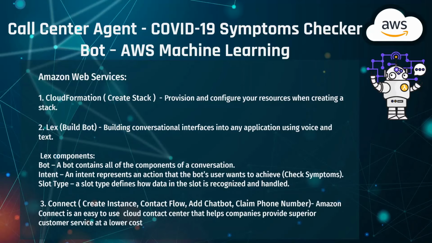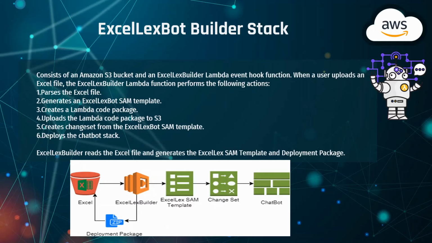We also have Amazon Connect. Amazon Connect is an easy-to-use cloud contact center. It helps companies provide superior customer service at a lower cost. So in Amazon Connect, we are going to create an instance and contact flow. We are going to add our chatbot that we built and published, and we claim a phone number to test our call center agents. Speaking of our architecture and design, we are going to create our chatbot using an Excel file.